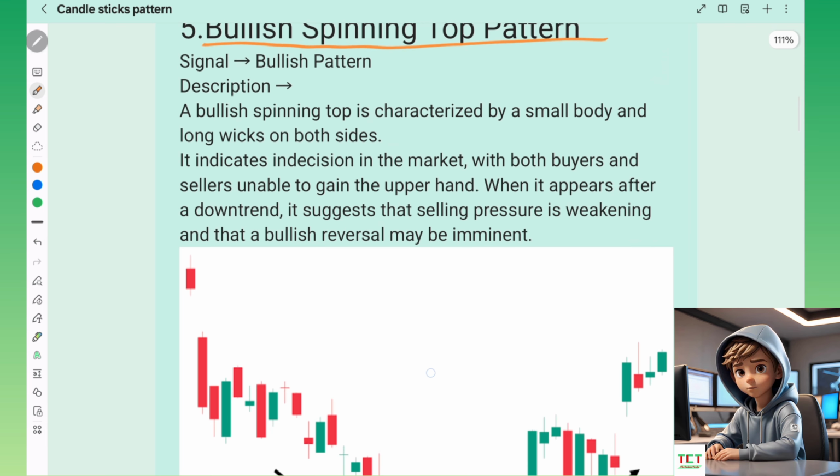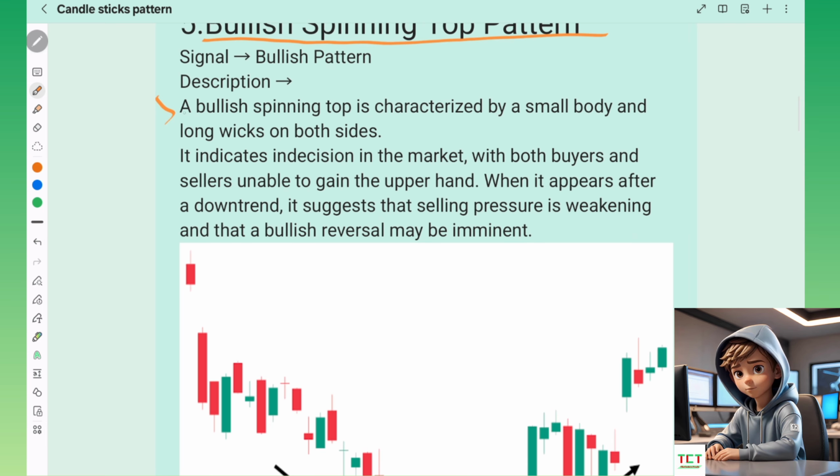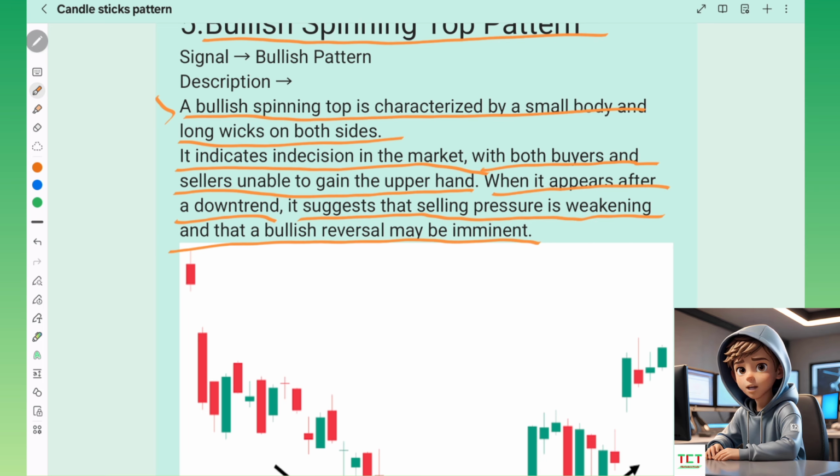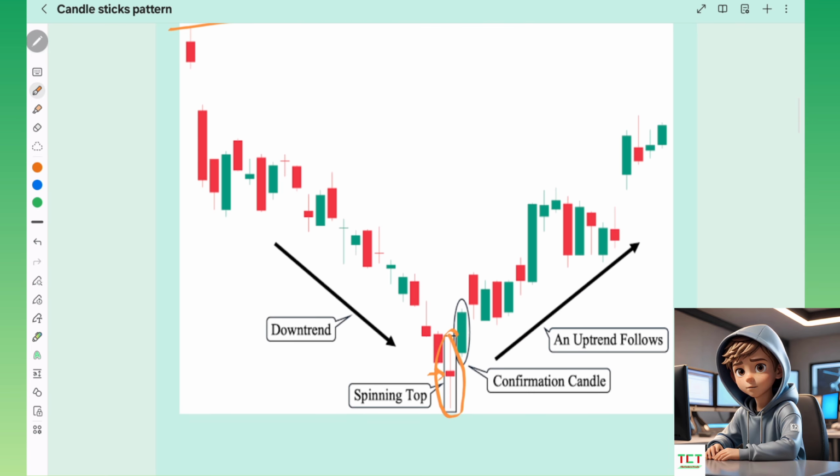As written, a bullish spinning top is characterized by a small body and long wicks on both sides. It indicates indecision in the market, with both buyers and sellers unable to gain the upper hand. When it appears after a downtrend, it suggests that selling pressure is weakening and that a bullish reversal may be imminent.